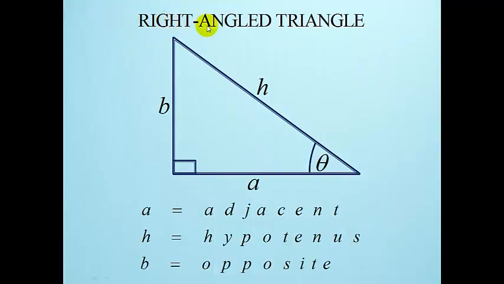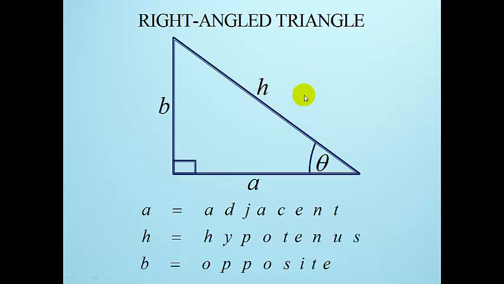Now let's consider the right angle triangle. This is a right angle triangle because we have one of the angles equal to 90 degrees. And this is a 90 degrees angle. Now, the longer side of a right angle triangle is the side opposite to the right angle, that is the side opposite to the 90 degrees angle. And the longer side of the right angle triangle is called the hypotenuse.